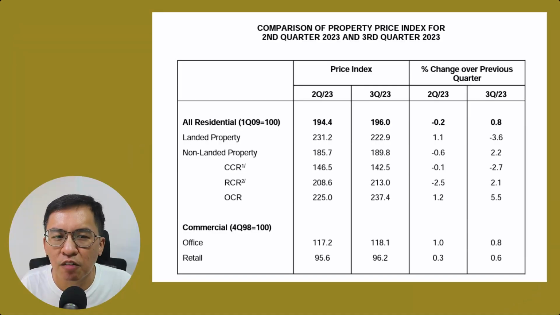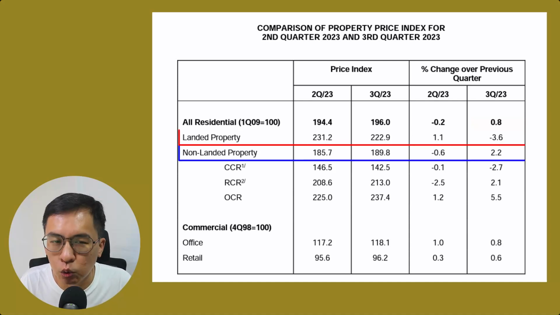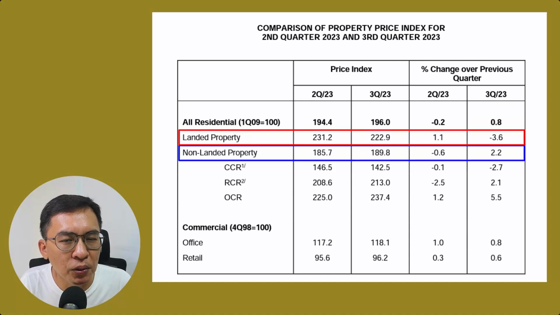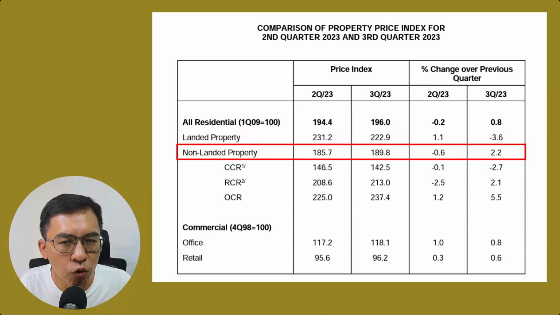Here, let me take reference with URA PPI from the first to third quarter of 2023. In this table, it stated that for all residential prices from second quarter to third quarter 2023, the index has increased by an overall of 0.8%. If we look further into the numbers, the data is split into two. It comprises both landed property and non-landed property. For today's discussion, I will only focus on non-landed property, which is mainly apartments and condominiums.